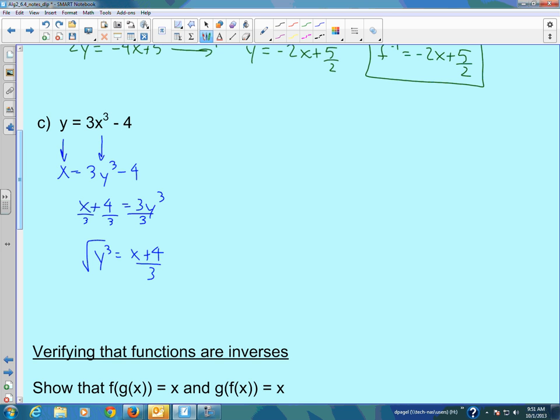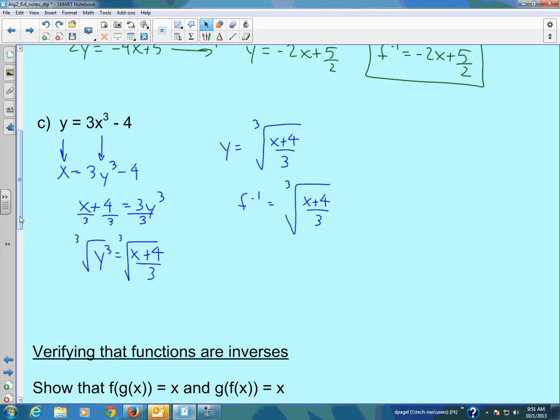And then now we're going to undo this. And we get y is equal to the cube root of the quantity x plus 4 over 3. If we wanted to rationalize our denominator here, it's just the same thing as the cube root of x plus 4 divided by the cube root of 3.